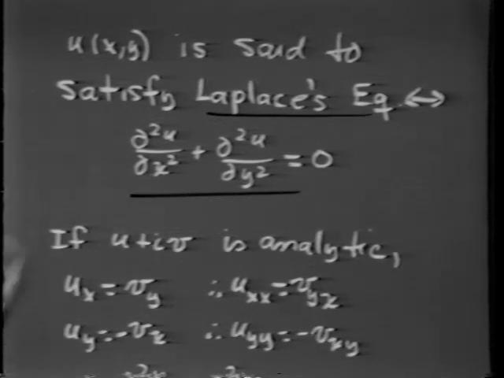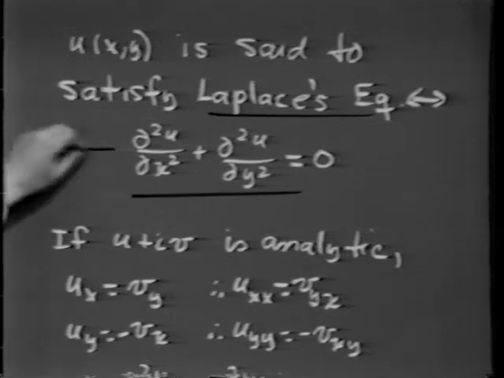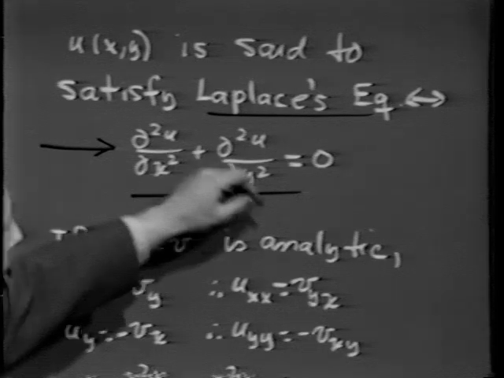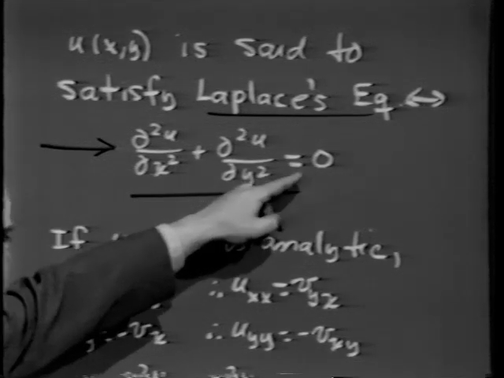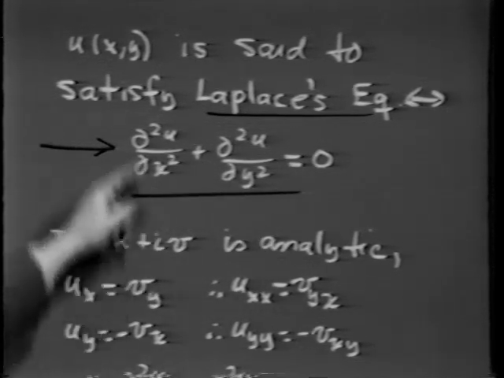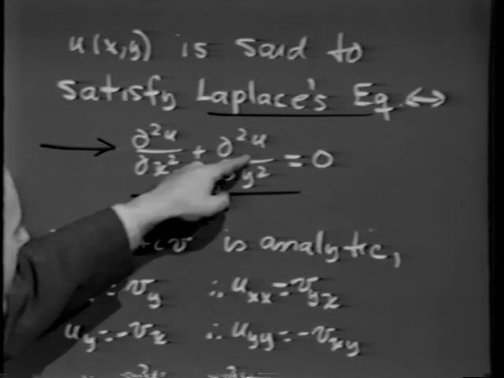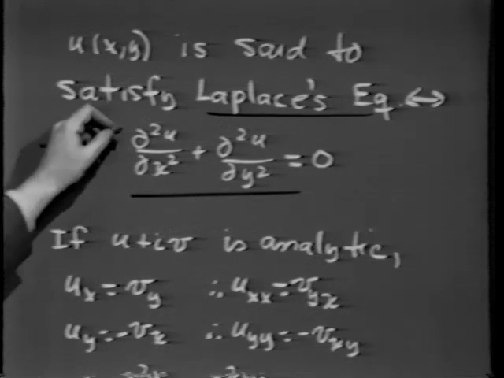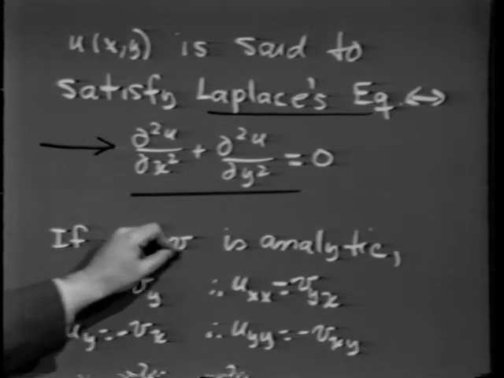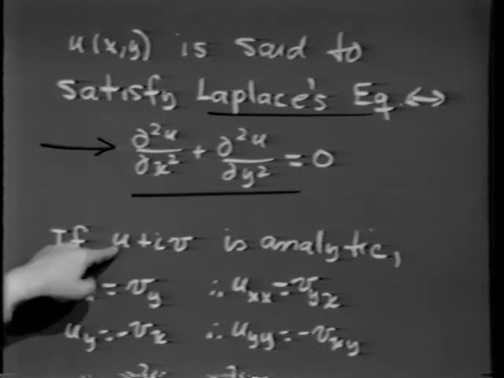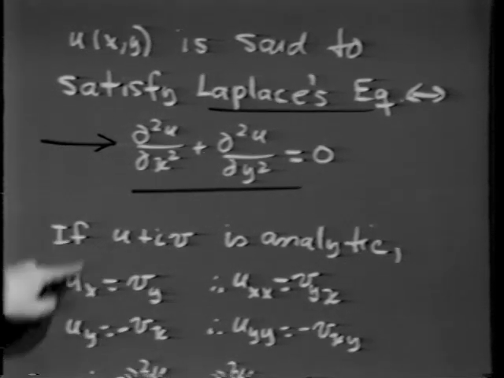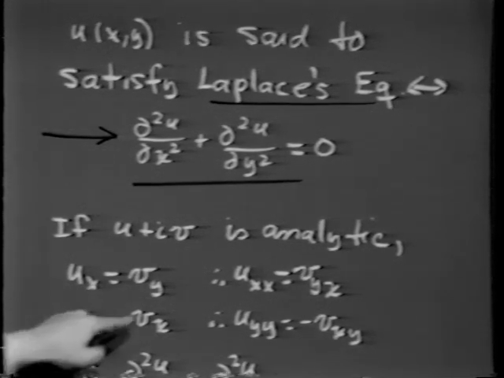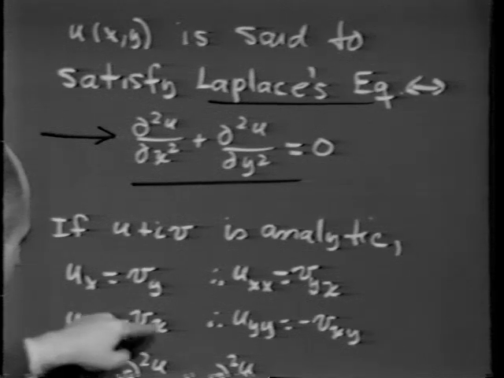What is important is that this partial differential equation, which comes up in the physical world, is a real partial differential equation, meaning real in two senses. It comes up in the real world, and also u is a real valued function of x and y. Now, the interesting point is this: if u plus iv is analytic, what do we know? It means that the partial of u with respect to x is v sub y, and the partial of u with respect to y is minus the partial of v with respect to x.